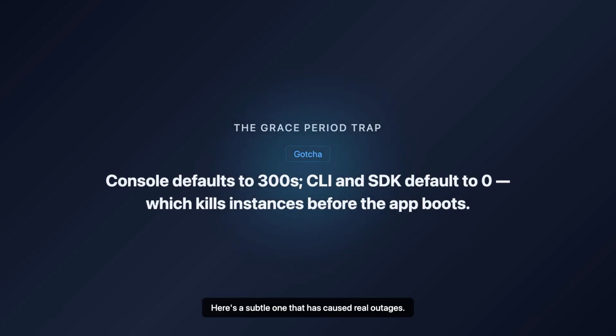Here's a subtle one that has caused real outages. The health check grace period is a window that protects a newly launched instance from being terminated before its application finishes starting up. In the console, that grace period defaults to 300 seconds. But when you create a group through the CLI or an SDK, it defaults to 0. 0 disables the protection entirely.